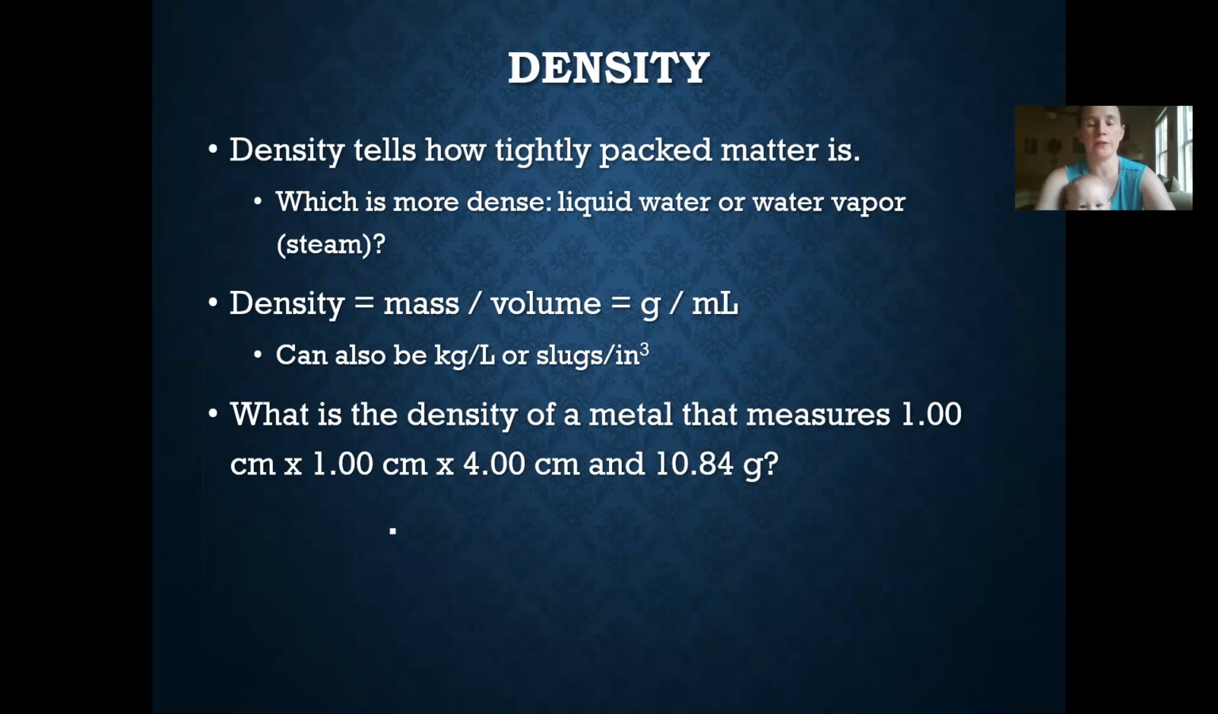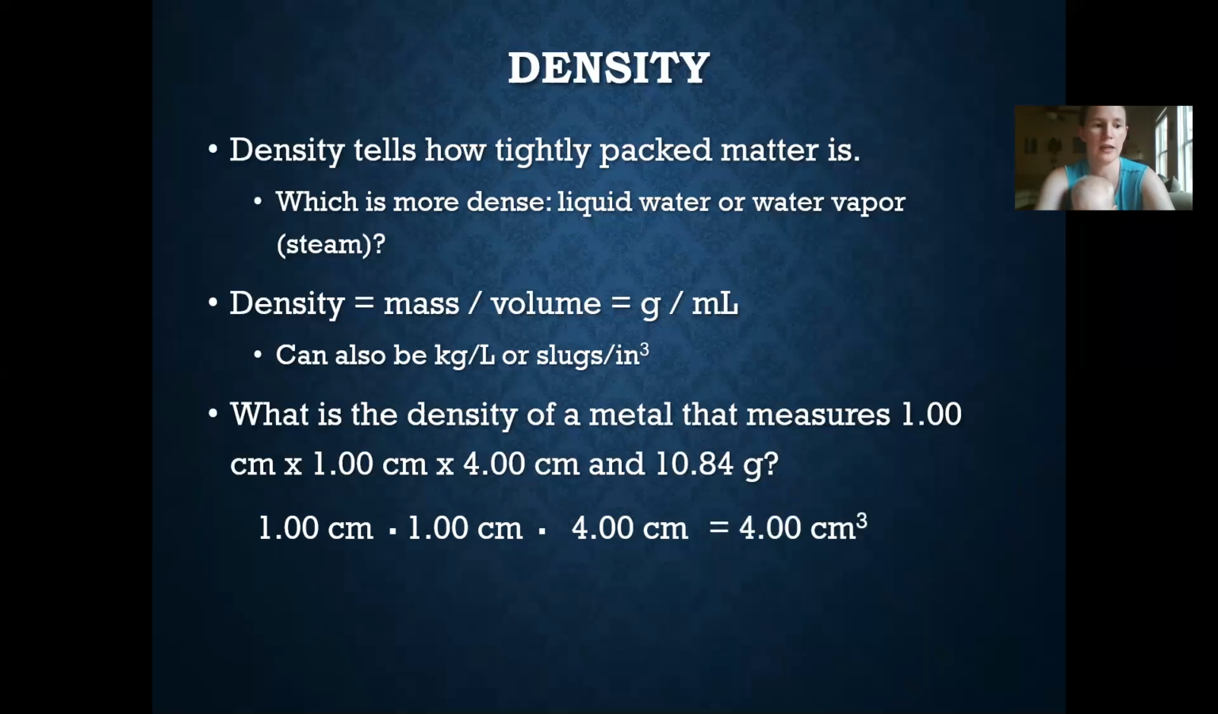So let's say you're given a brick of some unknown metal. You know it's a metal because it's shiny, but you don't know what metal it is. So you measure the brick and you find that it's 1.00 centimeters wide by 1.00 centimeters thick by 4.00 centimeters long, and it measures 10.84 grams. So we're going to calculate the density. We already know the mass, which is 10.84 grams, so first we'll figure out the volume. How we do that is very simply 1.00 centimeters times 1.00 centimeters times 4.00 centimeters, which gives us 4.00 cubic centimeters. That's the same thing as saying 4.00 milliliters.